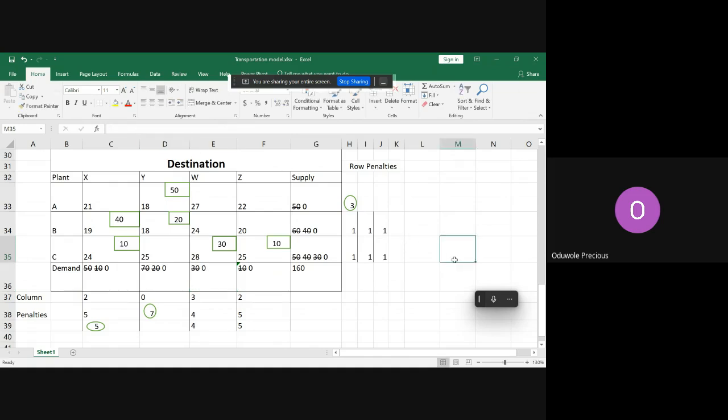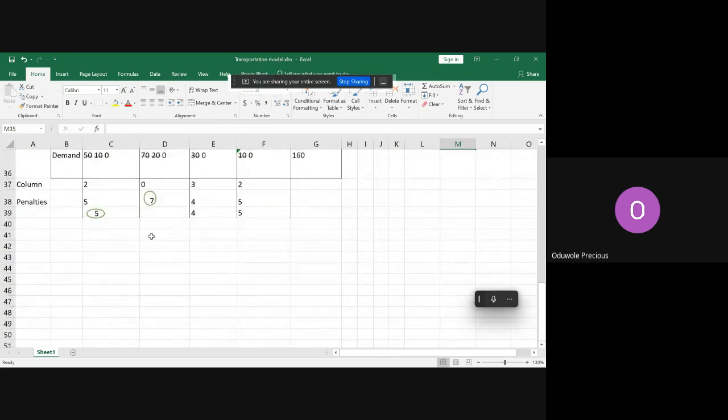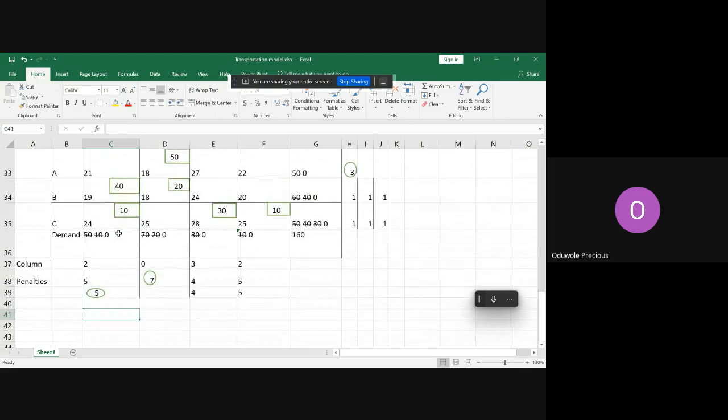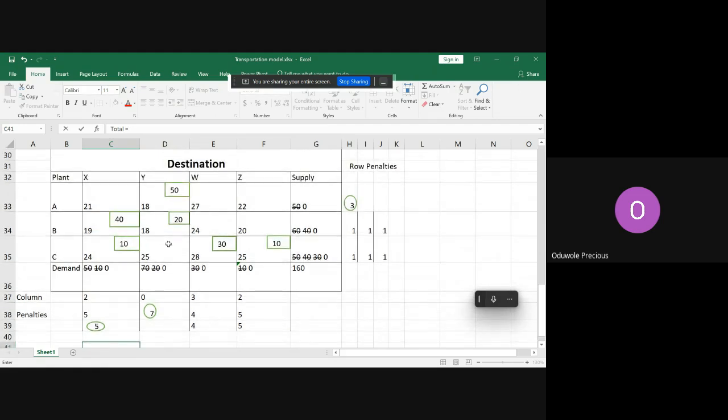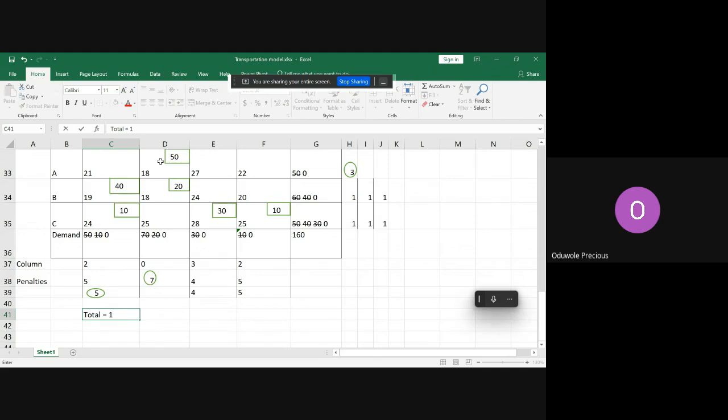So we have done these, our penalties, and then this is everything. So let's take our total cost. Total cost equals, start with 18 and 50. 18 times 50, plus 18 times 20, plus 19 times 40, plus 24 times 10.